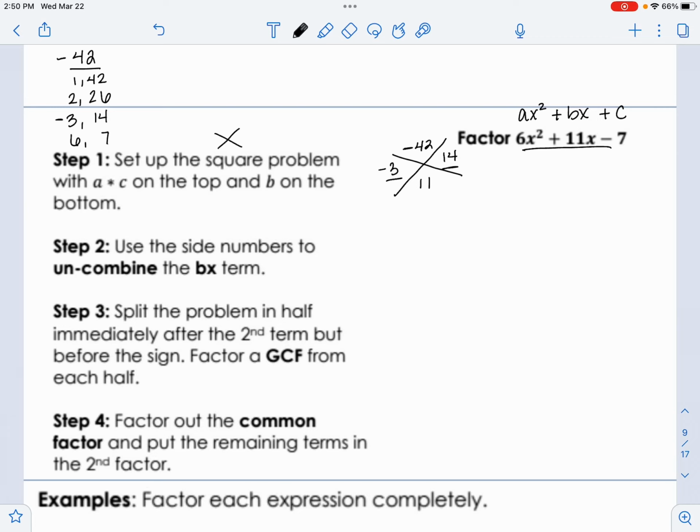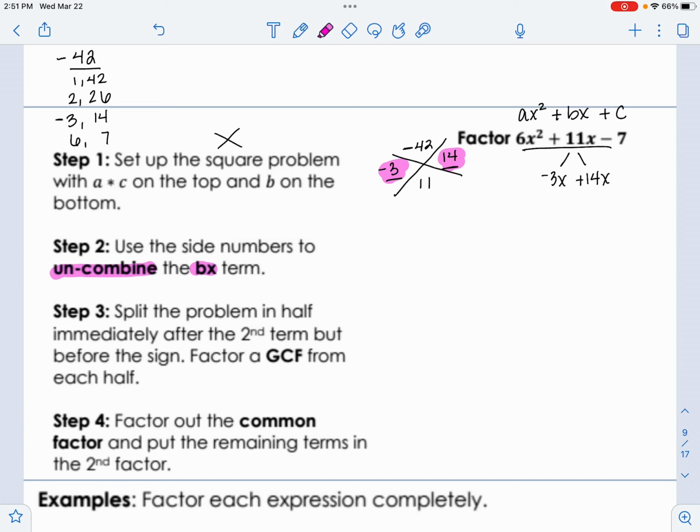So we're going to use these side numbers that we found to uncombine. It's not very mathy, but we're going to uncombine that middle term, the bx term. So we're rewriting this middle term with these numbers that we found, highlighted in pink, as our new coefficients. So we're splitting that 11x up into negative 3x and positive 14x. So let's go ahead and do that. So negative 3x and positive 14x.